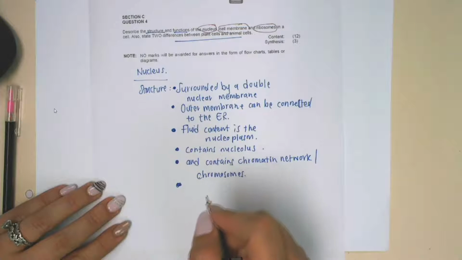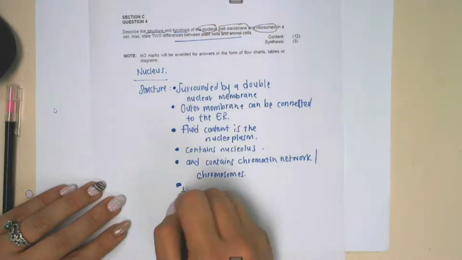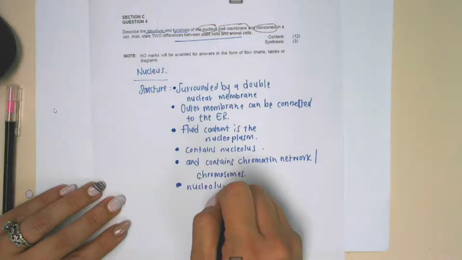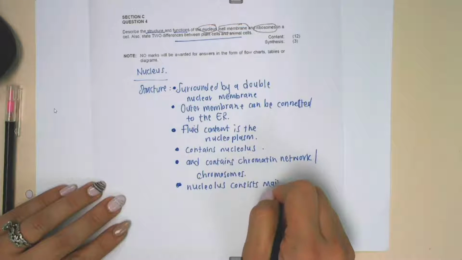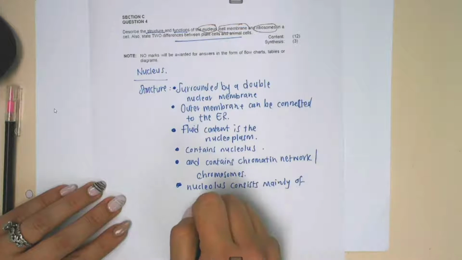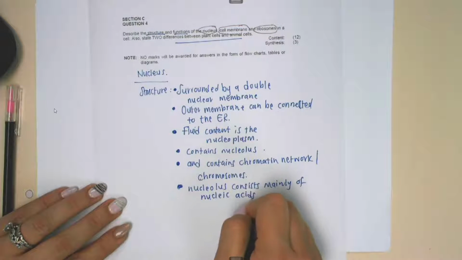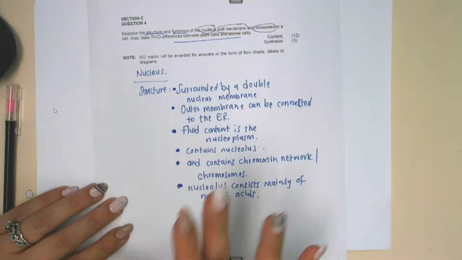And then you can say the nucleolus consists mainly of nucleic acids. So that was just describing the structure of our nucleus.